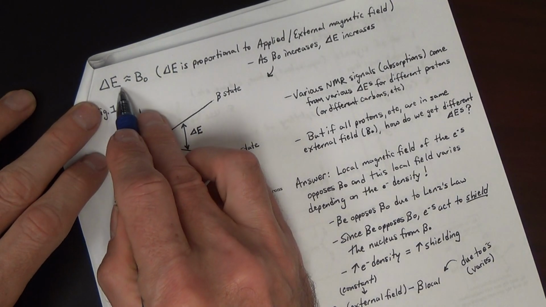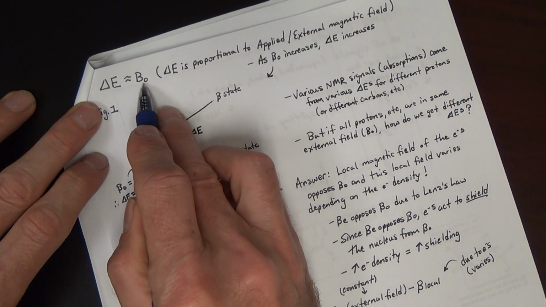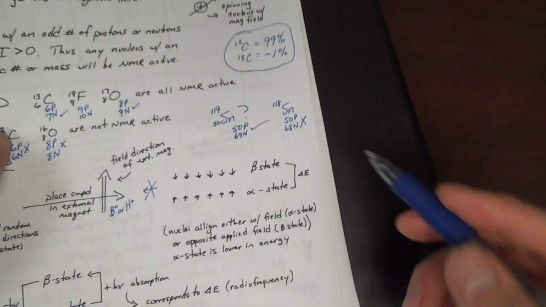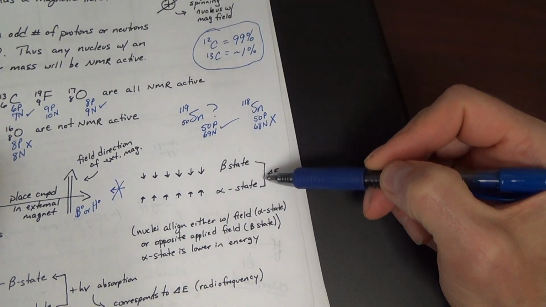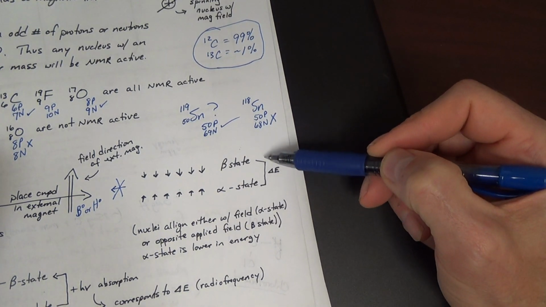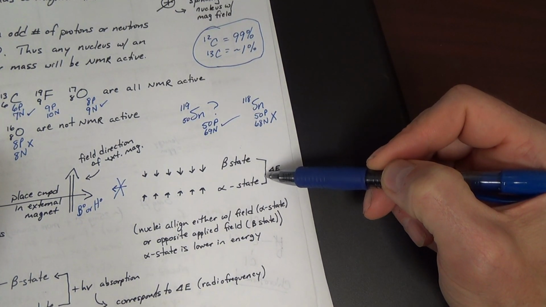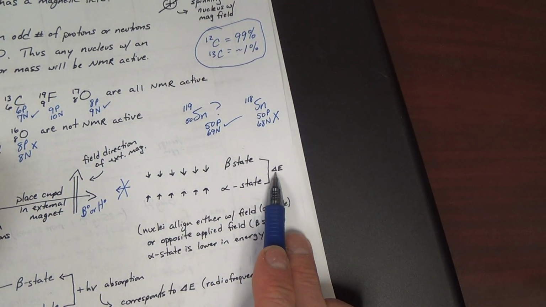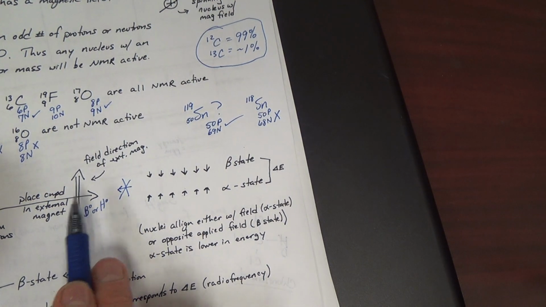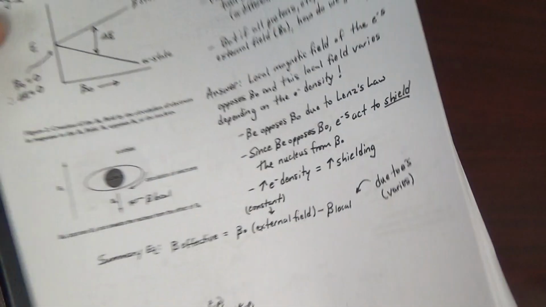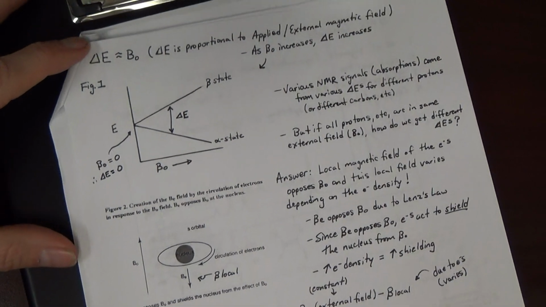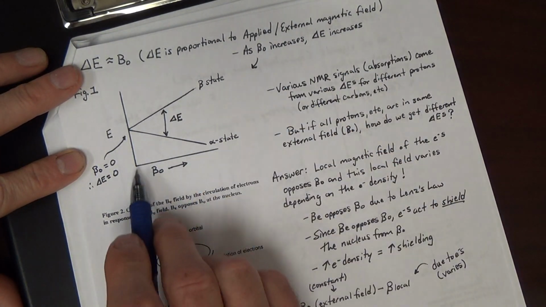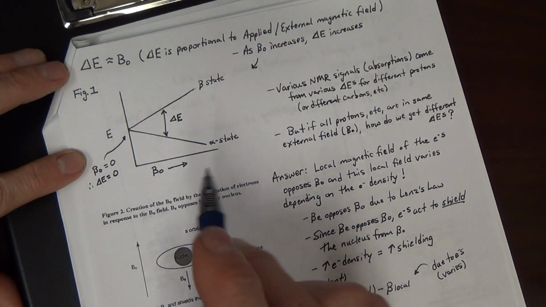Importantly, the delta E is proportional to the strength of the external magnet. Okay, what is the delta E? The delta E is the gap between the alpha state and the beta state. It's the difference in energy between the two states. All right. The delta E is proportional to the strength of the external magnet. And we can actually plot that correlation. And that's what this figure 1 here shows.